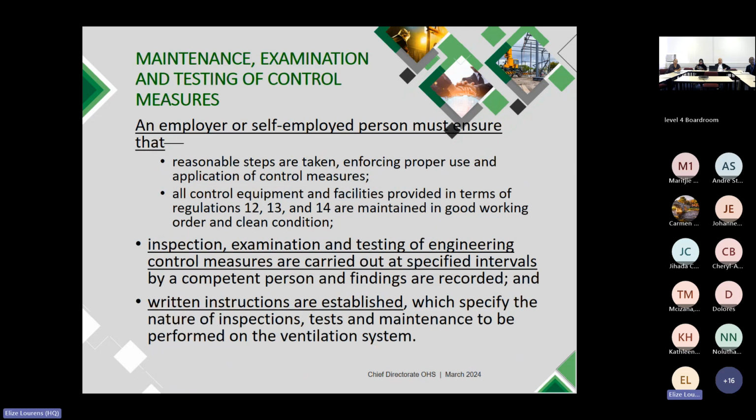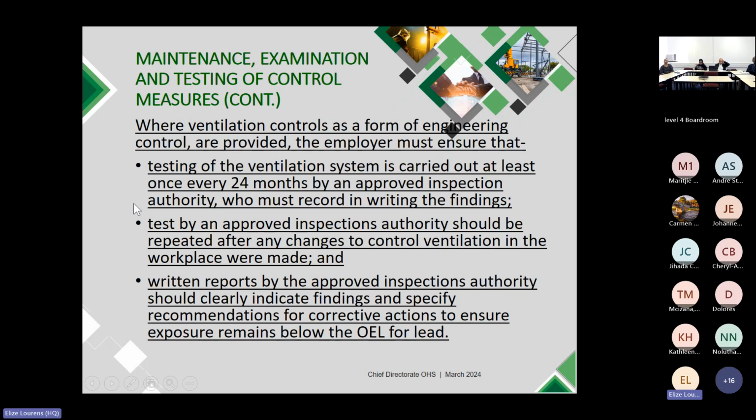Maintenance, examination, and testing of control measures. Here we are looking at the engineering controls, especially ventilation systems. The employer or self-employed person must ensure that inspection, examination, and testing of engineering control measures are carried out at specific intervals. It's usually the manufacturer that will provide those intervals, and written instructions are established for the inspection and testing of these control measures. Where ventilation controls are provided as a form of engineering control, the employer must ensure that testing of ventilation systems is carried out at least once every 24 months by an approved inspection authority.